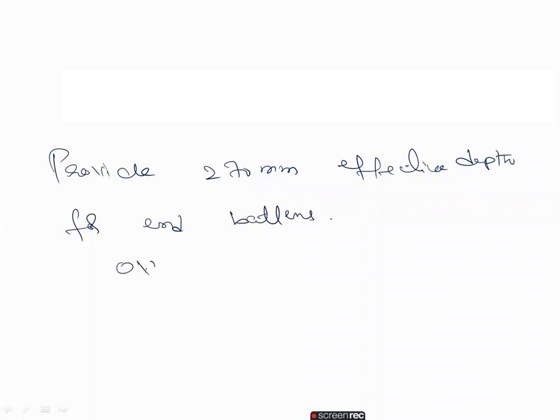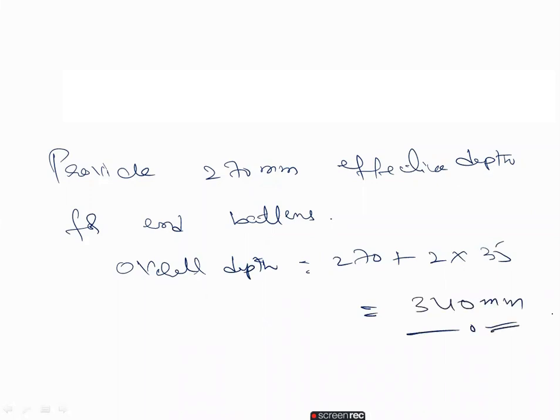So the overall depth is equal to 270 plus 2 times the gauge. So you will get 340 mm. This 35 is nothing but the gauge distance. So this is for the end battens. What about intermediate battens? Now we will calculate.